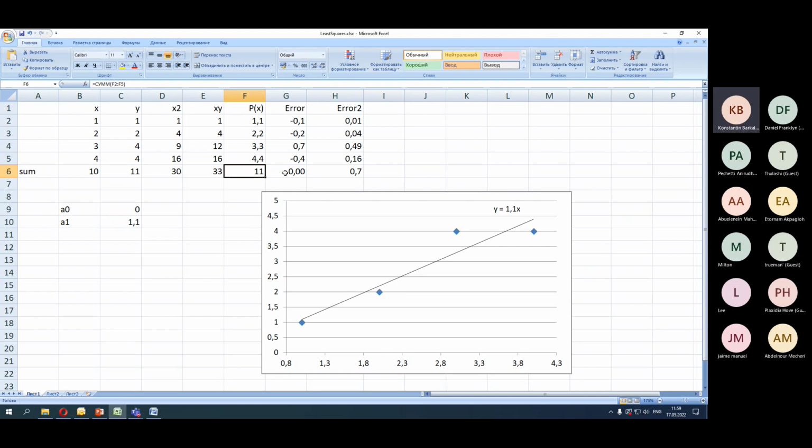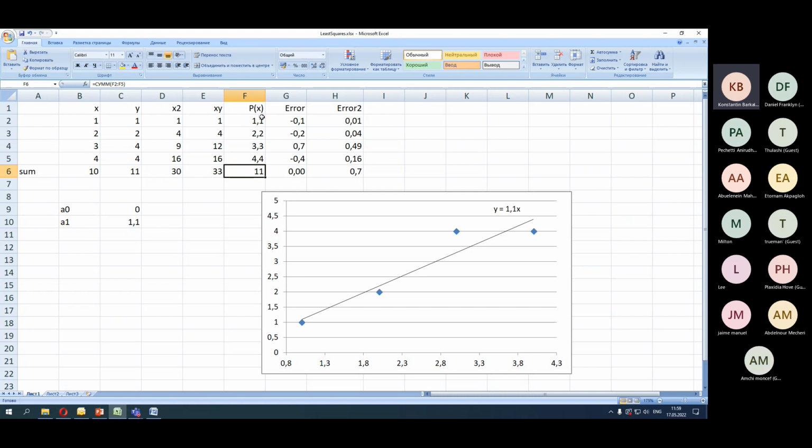There is a very important feature: the sum of the approximated values will be exactly the same as the sum of the real values. You see that the real values, the values of the function, are 1, 2, 4, 4, and the approximated values are 1.1, 2.2, 3.3, 4.4. But the sum of the values is the same.